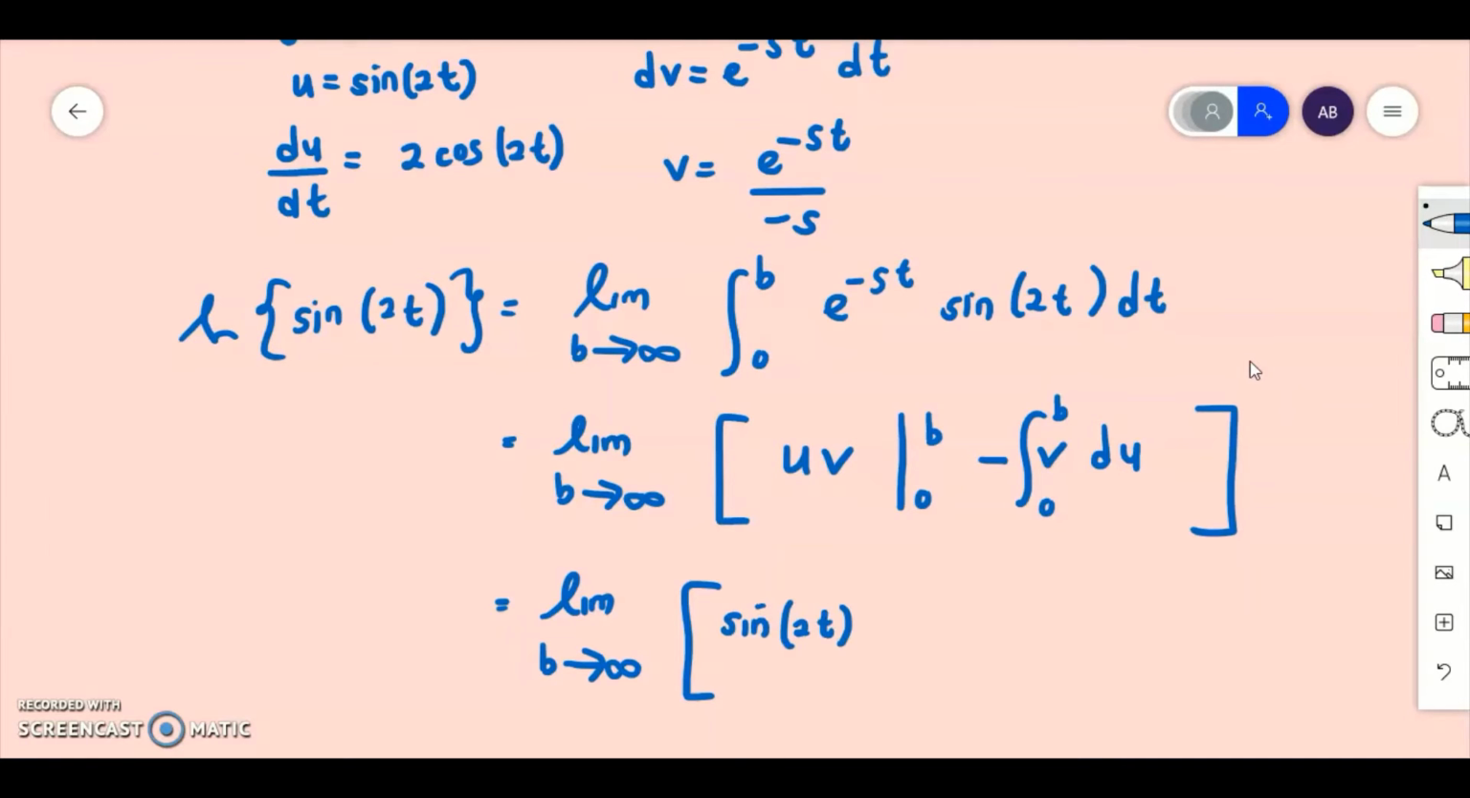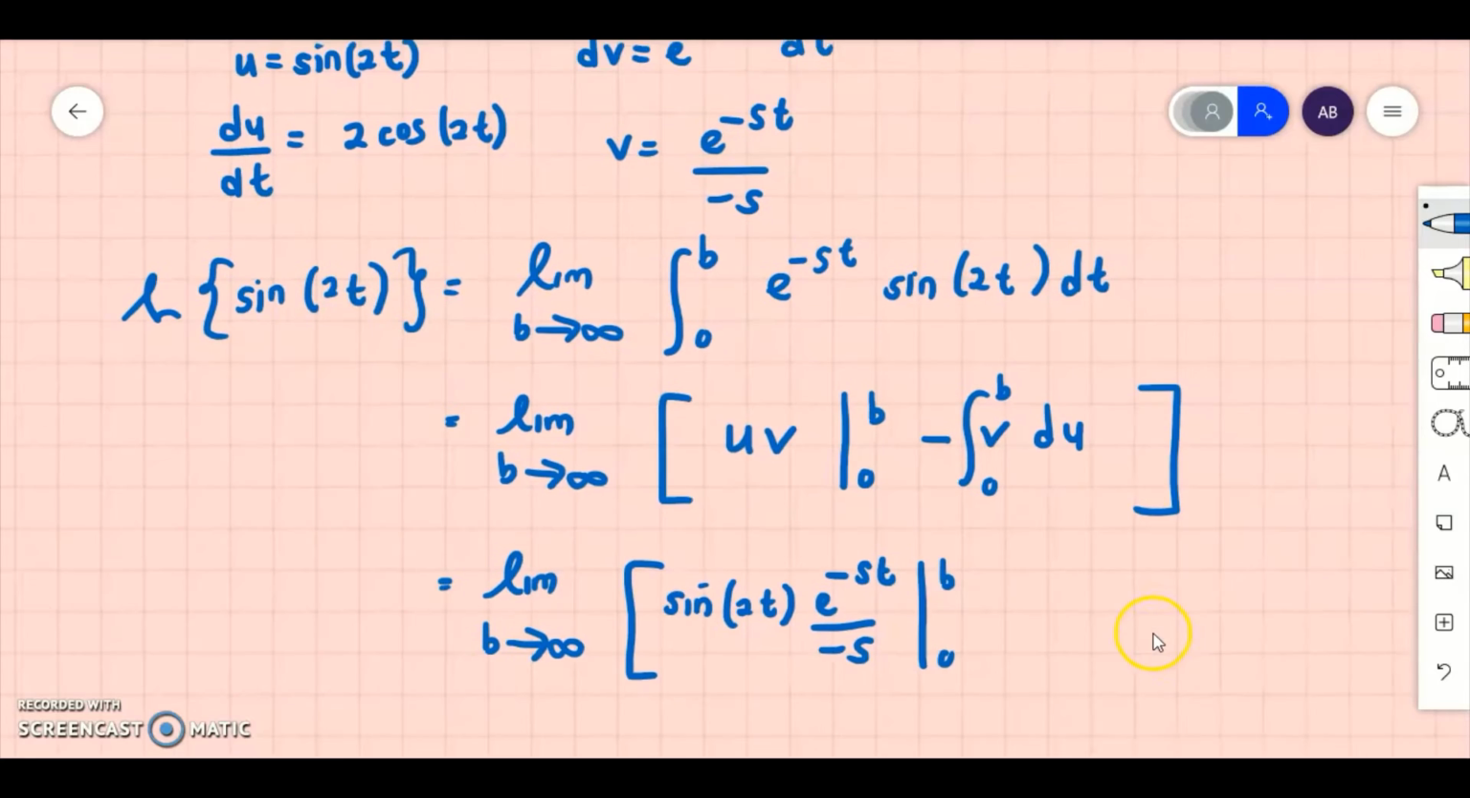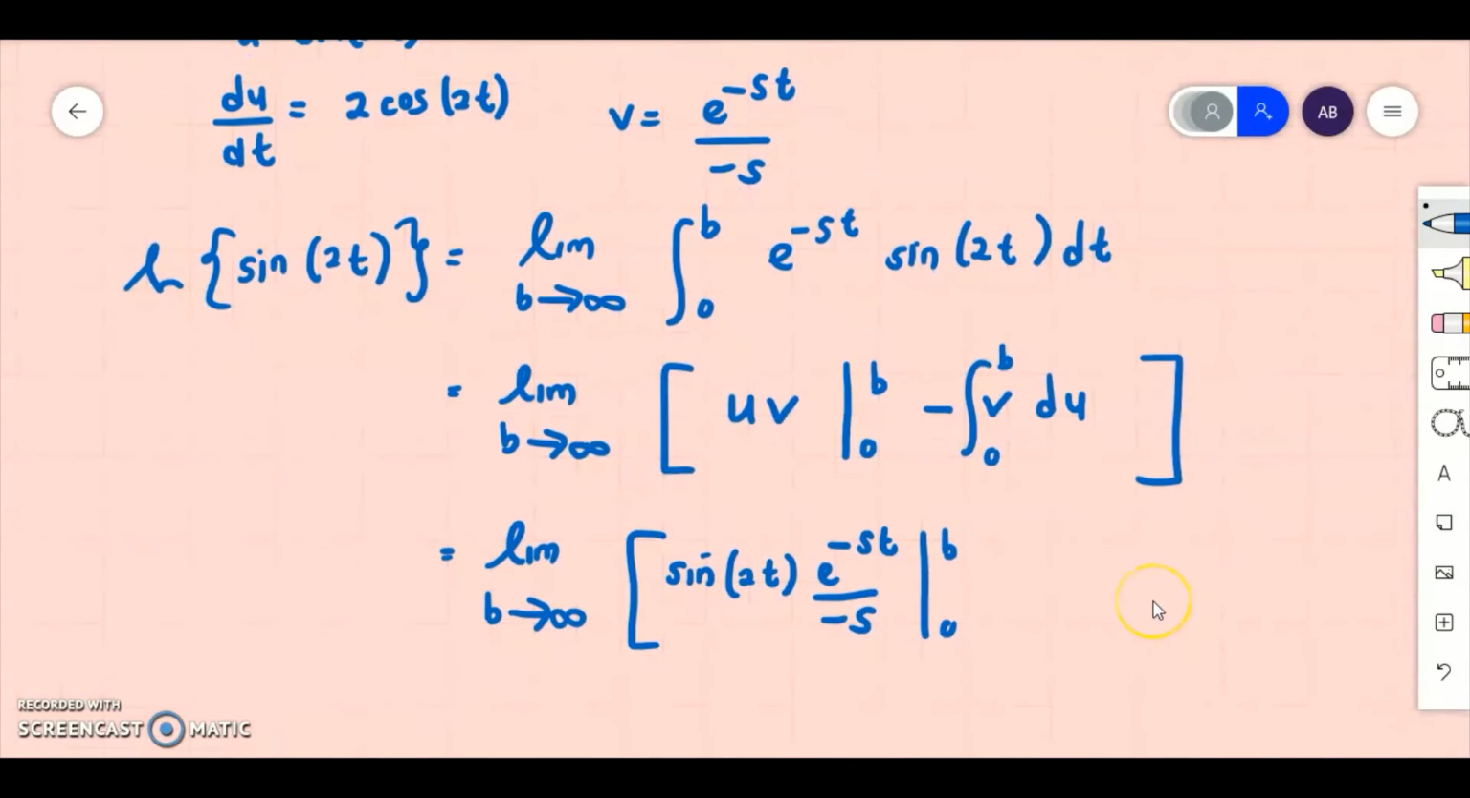This is u. And then v is given by exponent negative st over negative s. Now the limit is from 0 to b. And then we have minus v du. So we have minus integrate from 0 to b, v, which is exponent negative st over negative s, and du is 2 cos 2t dt.